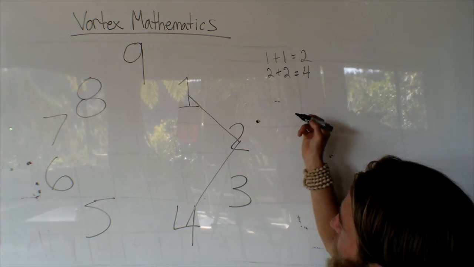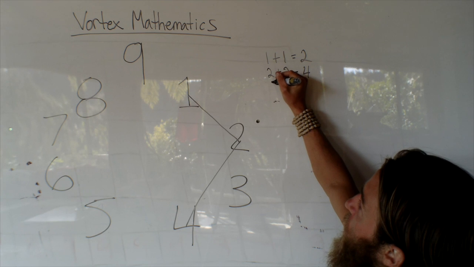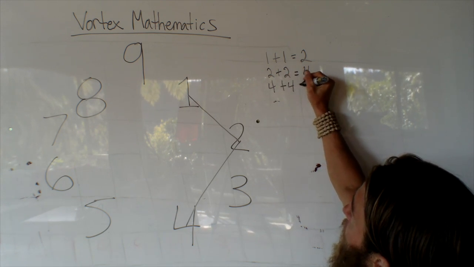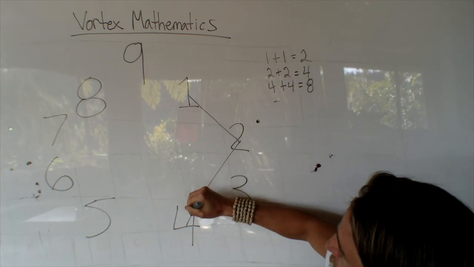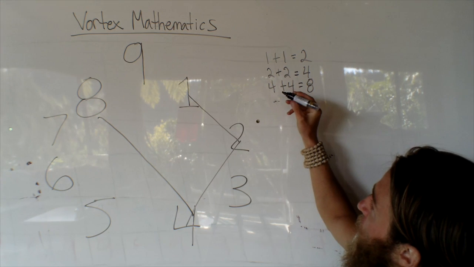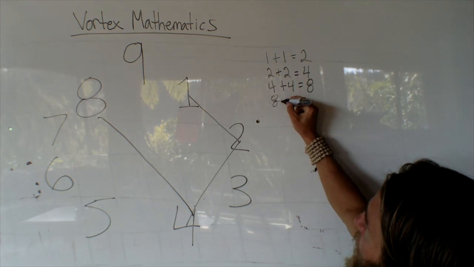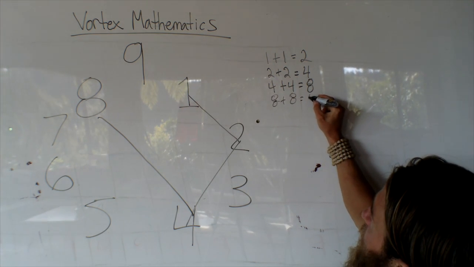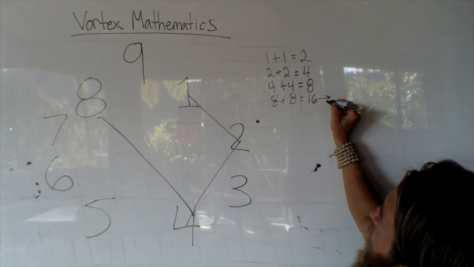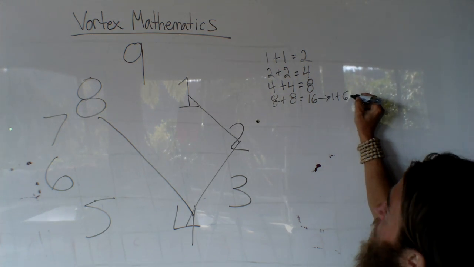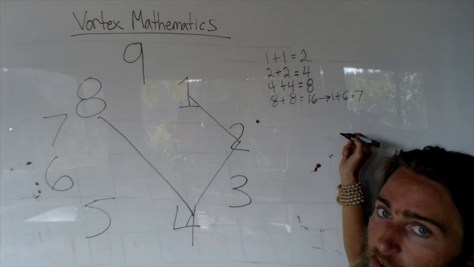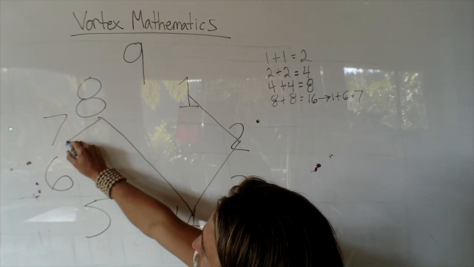Come down to the 4. Now we're going to double 4. 4 plus 4 equals 8. Going up there now. Double 8. 8 plus 8 equals 16. Now 1 plus 6 equals 7, so come down to the 7.